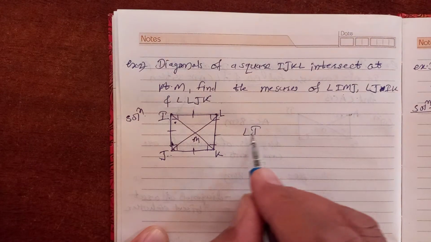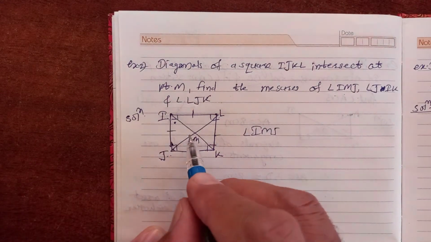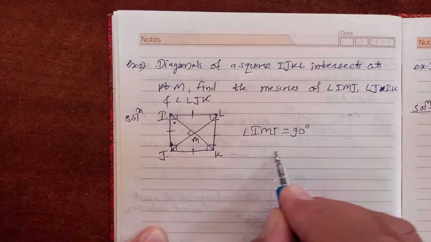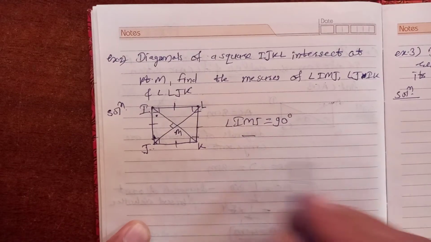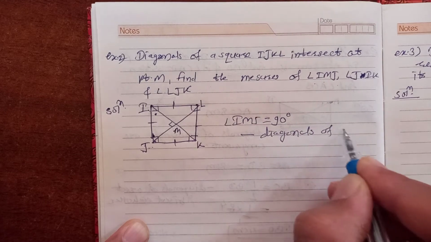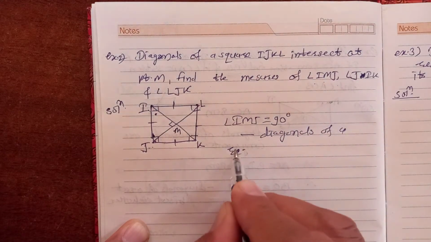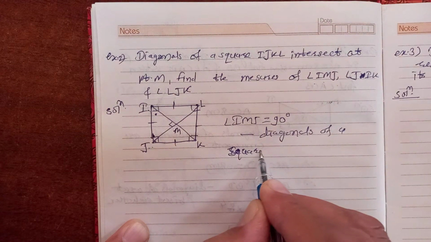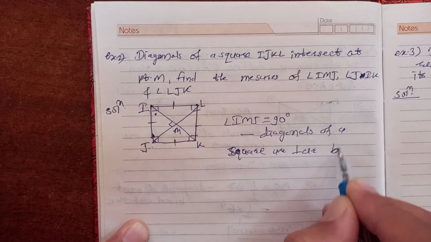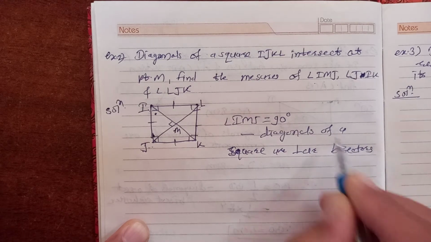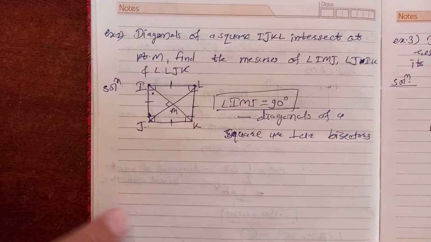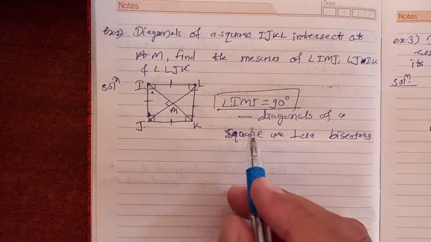Angle IMZ. What is this? We know this is a square, so it is 90 degree. Reason is what? Reason here is very important. Diagonals of a square are perpendicular bisectors. Perpendicular means there is a 90 degree angle. Directly here we can write by using the property, but here you have to write the reason.